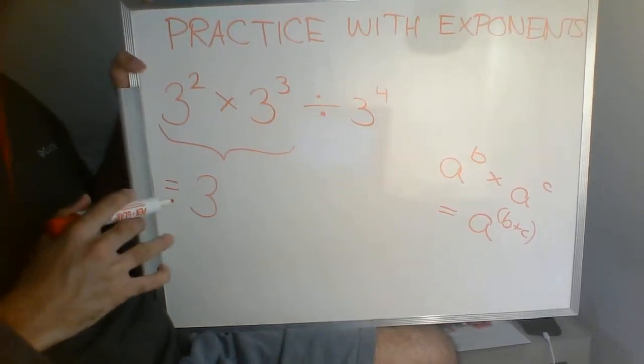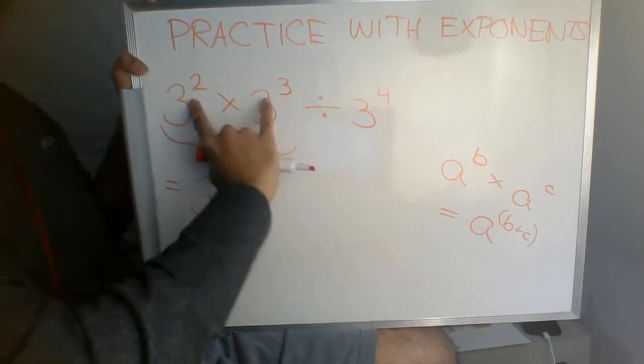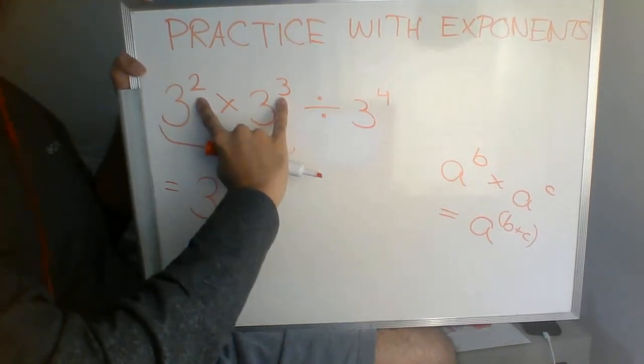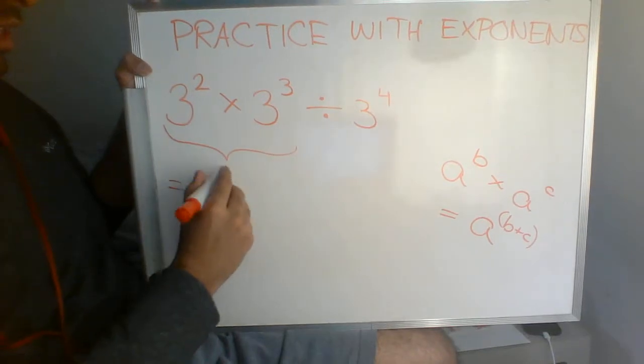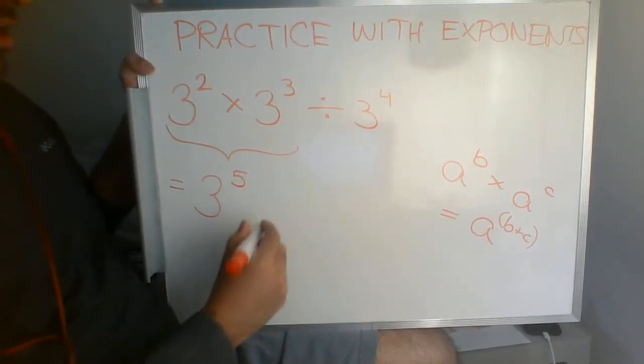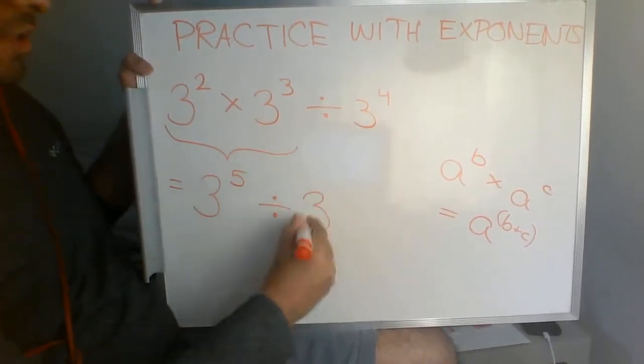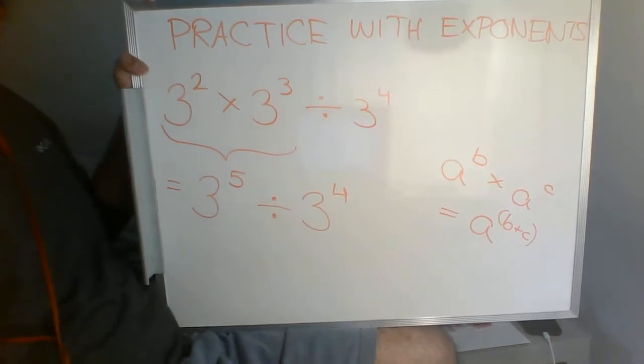so my answer is still going to have a base of 3, that's not changing. And then because this is being multiplied together, I'm just going to take those two exponents and add them together. So 2 plus 3 is going to give me 5. So now I've got 3 to the exponent 5. And then I'm going to take that and I'm going to divide that by 3 to the exponent 4.